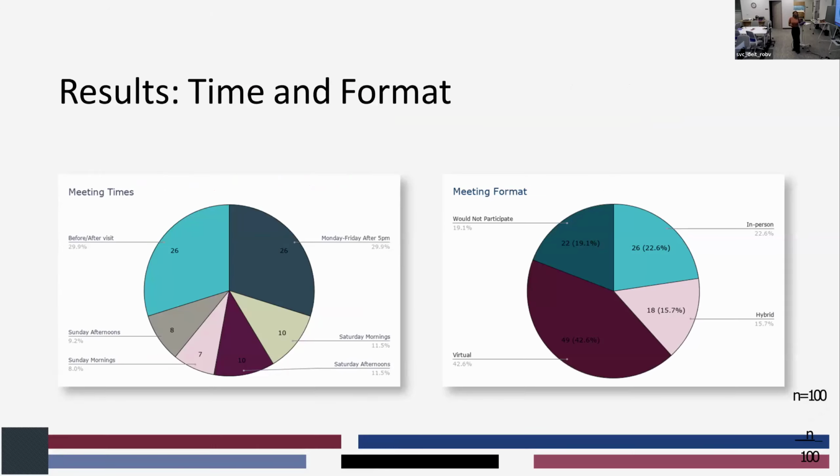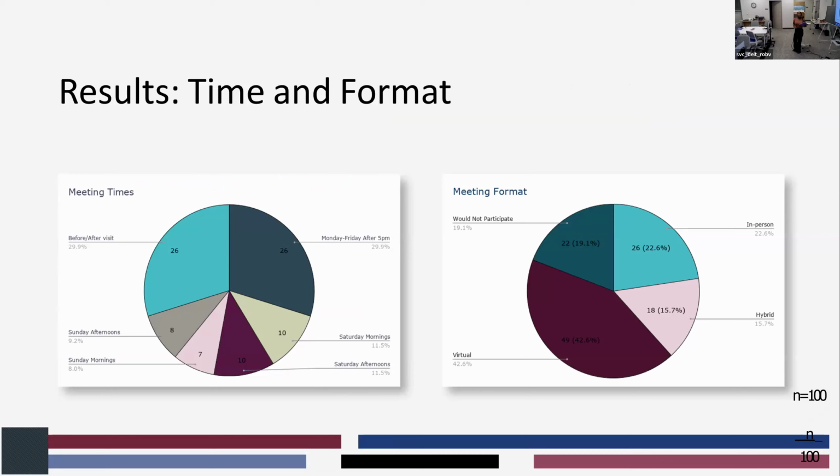Okay. Now moving on to the time and format. On the left-hand side, you can see that primarily patients wanted their meetings to be before or during their clinic visit or Monday through Friday after 5 p.m. This makes sense. As we saw before, most of the patient population is in the working class and may not be able to make these other appointment times.